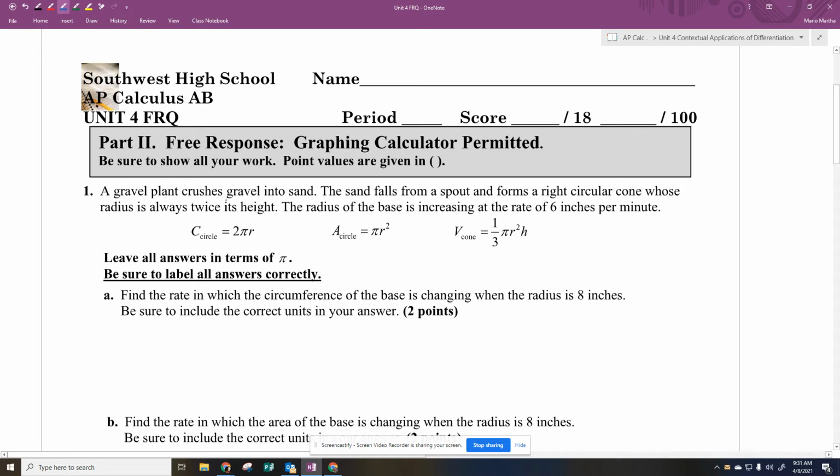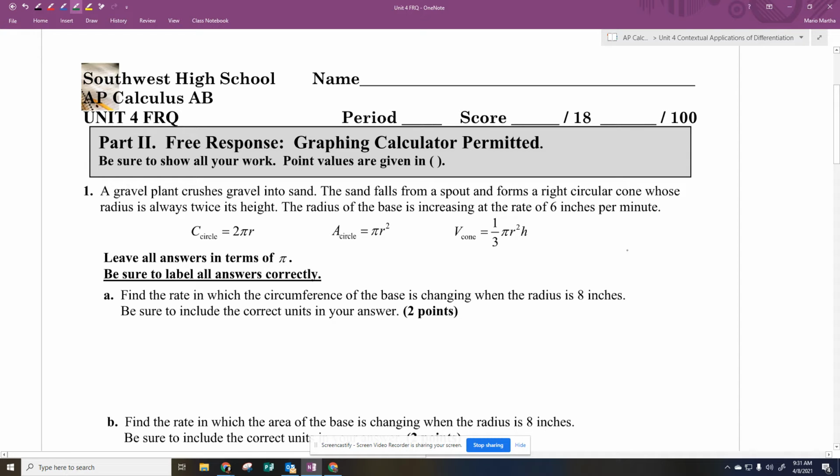So the gravel plant crushes gravel into sand. The sand falls from a spout and forms a right circular cone whose radius is always twice its height. The radius of the base is increasing at a rate of 6 inches per minute. So again, one of the things you want to start off with, as always, is underlining any information that you're already given here.